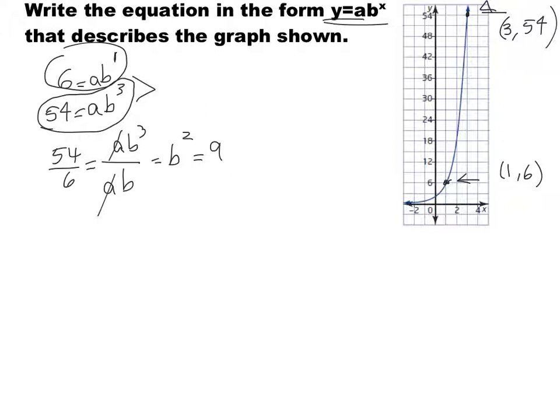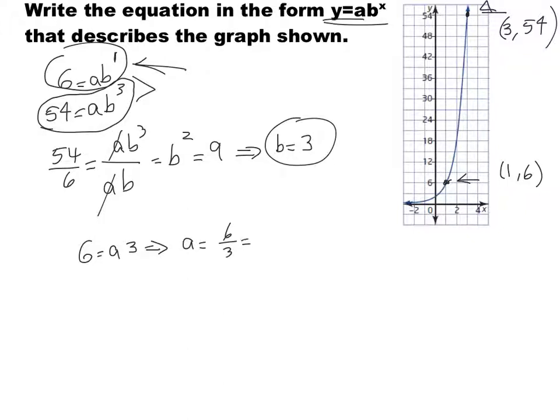Now we have to take the square root of both sides, so that gives us b is equal to 3. Now you may say, what about the negative one? Remember that we started this lesson with the assumption that b is greater than 0, so we cannot accept negative 3 here. So b is equal to 3. To find a, I'm going to use the first equation for example. So I get 6 is a times 3. From here I get a is equal to 6 over 3, which is 2. So this means that y is equal to 2 times 3 exponent x.